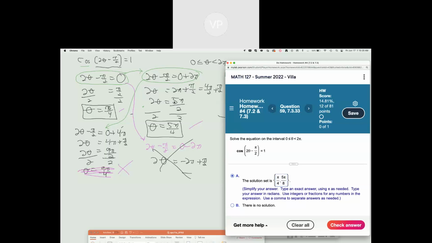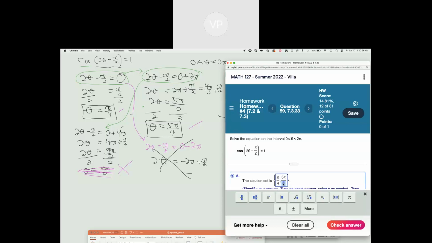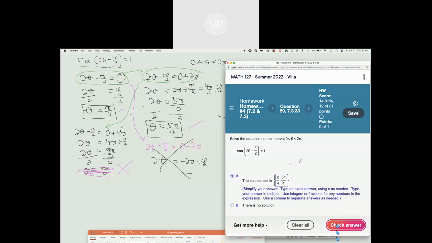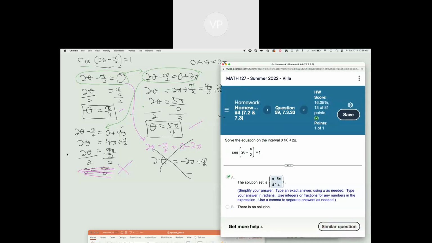Then when I divide both sides by 2, it becomes a 4. That's what I was supposed to have right there. So my answer should have been pi over 4 and 5 pi over 4. And a way I should have caught it: if you're getting different denominators, something may be funny here. One of them may be wrong. And now we have our answer. So that's all it was.